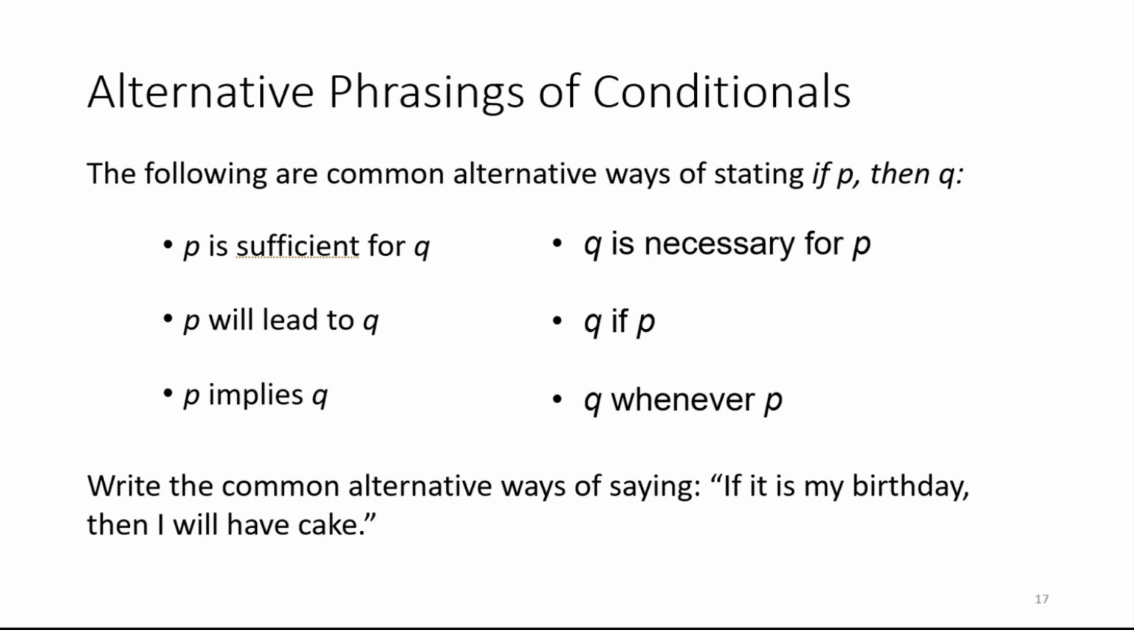Now let's go to the second column. Q is necessary for P. Cake is necessary for my birthday. Q if P. Cake if it is my birthday. And finally, Q whenever P. I will have cake whenever it is my birthday.